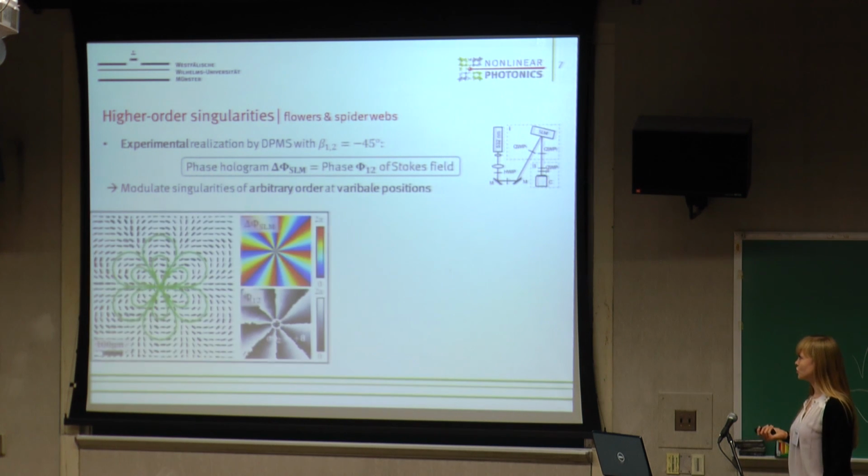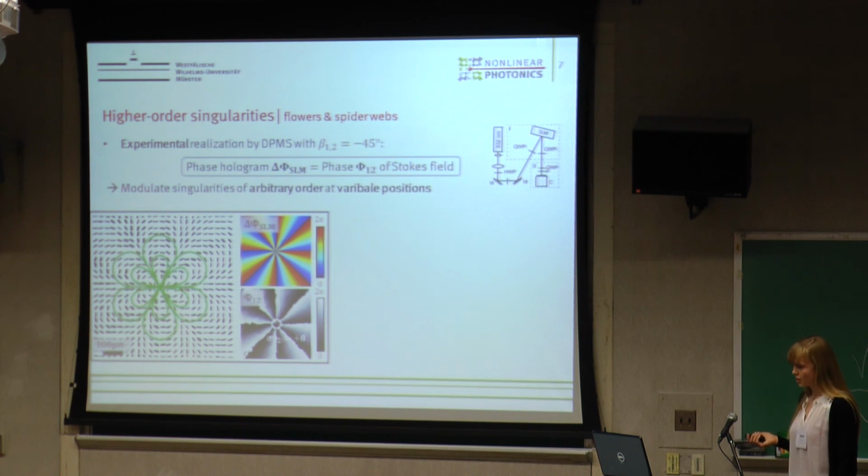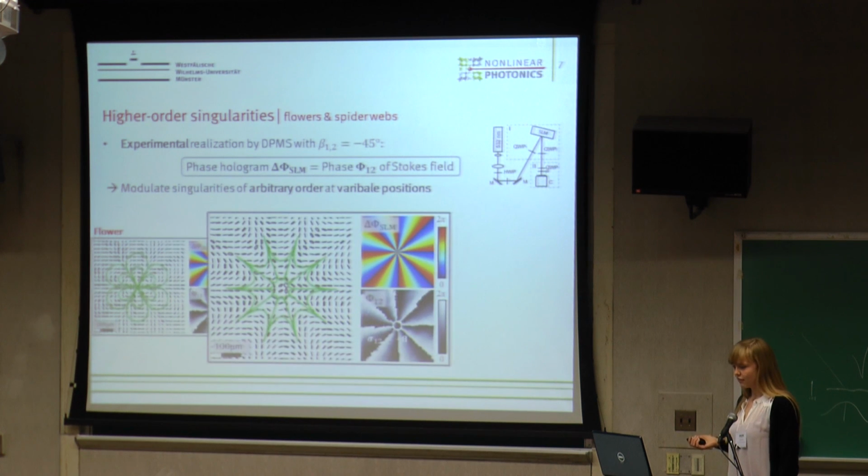So for example, we could choose to have our flower we have been talking about before. So this is the hologram we used, and this is now equal to the phase distribution of the complex Stokes field we are measuring in the transverse plane. So we have an index of +8, so we have a flower shape with 6 petals. Again, here we have our small polarization ellipses just measured. On the other hand, we can also have our spider web. Again, the phase distribution on the SLM is equal to the phase distribution of the complex Stokes field.